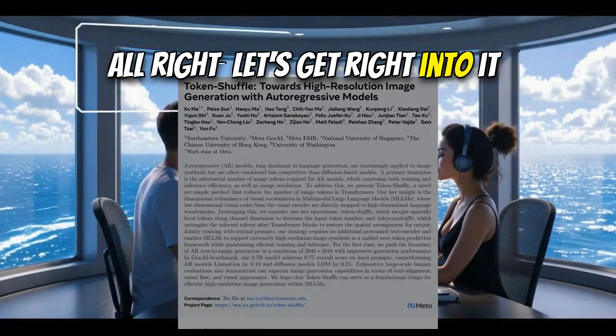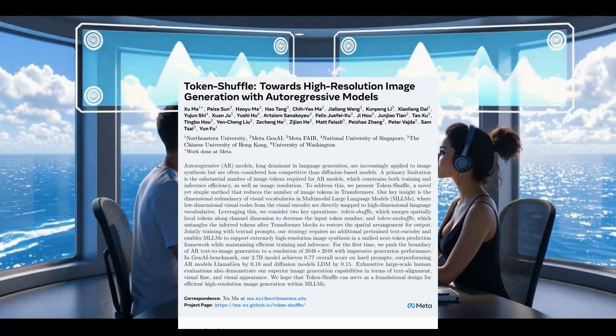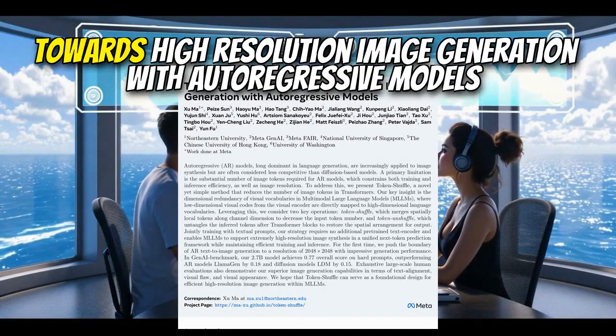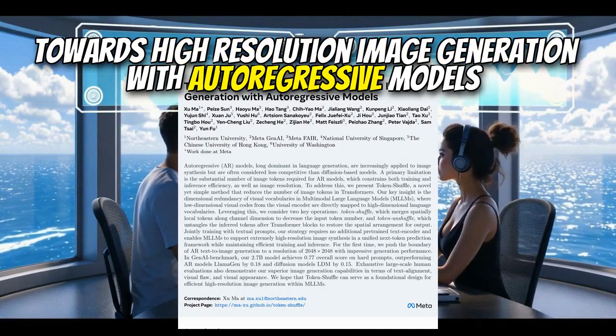All right, let's get right into it. We've got a paper today that's really making some waves. It's called Token Shuffle: Towards High-Resolution Image Generation with Autoregressive Models.